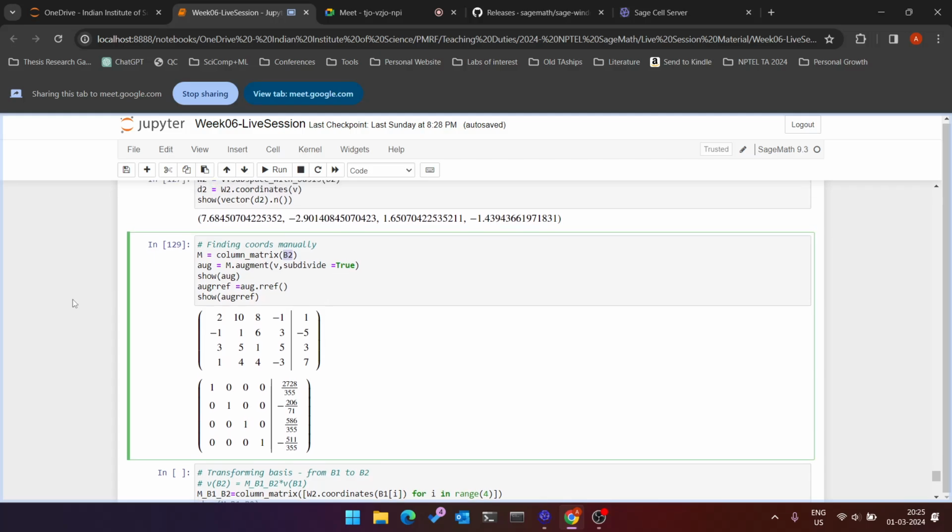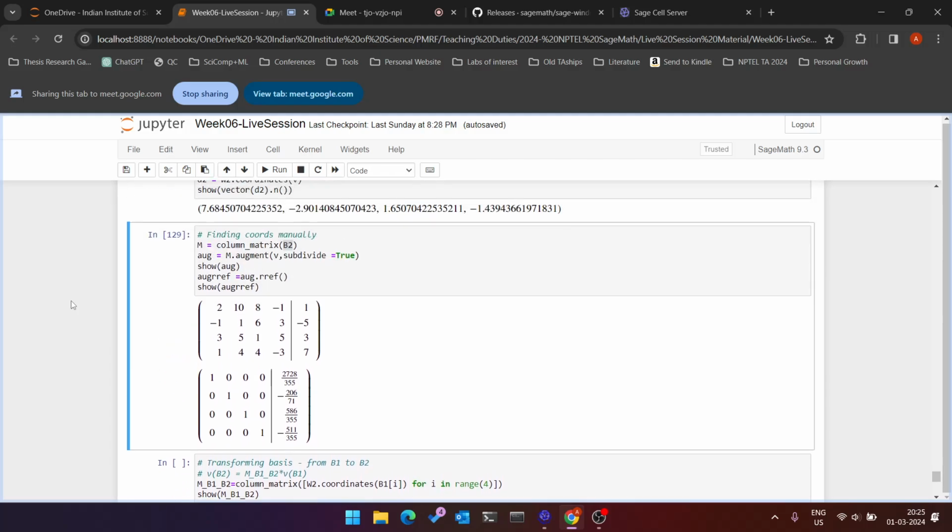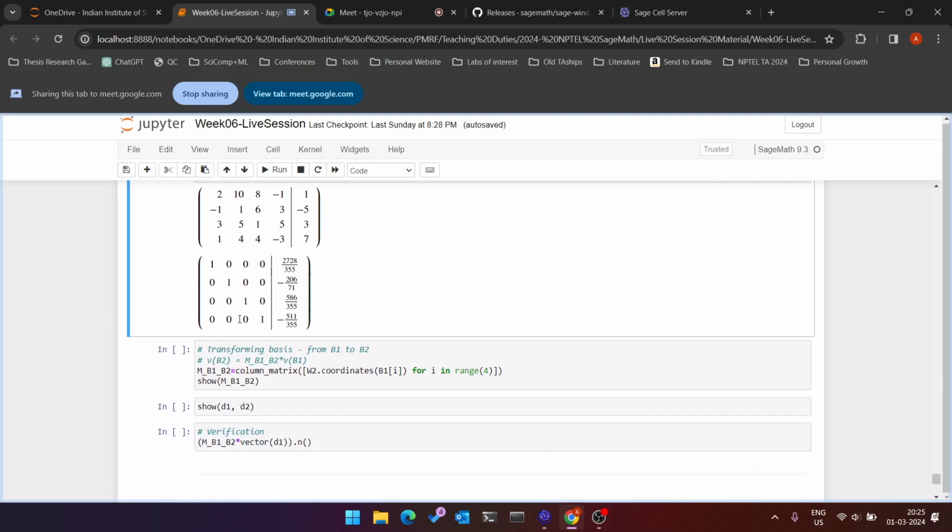Now comes the slightly tricky part. We want to see how we transform basis. So we have vector v in basis b1. To this we multiply a matrix which is basis transformation from b1 to b2. That gives us vector v in basis b2.